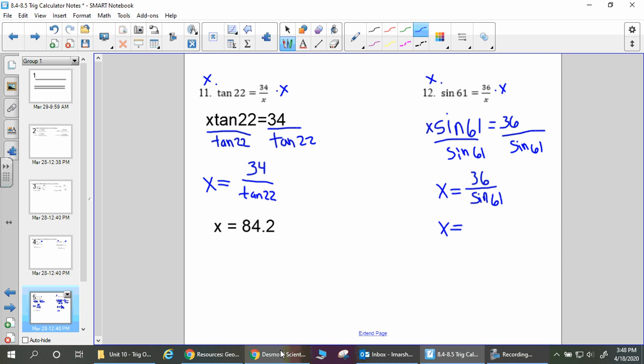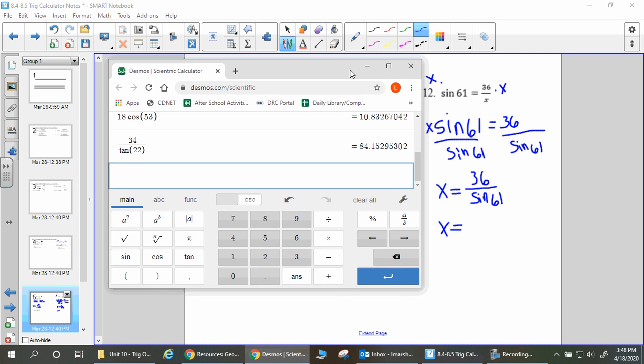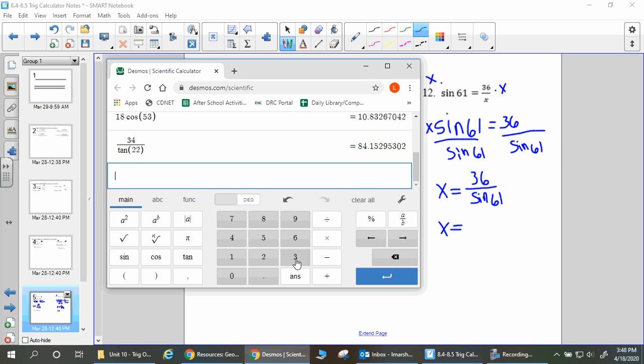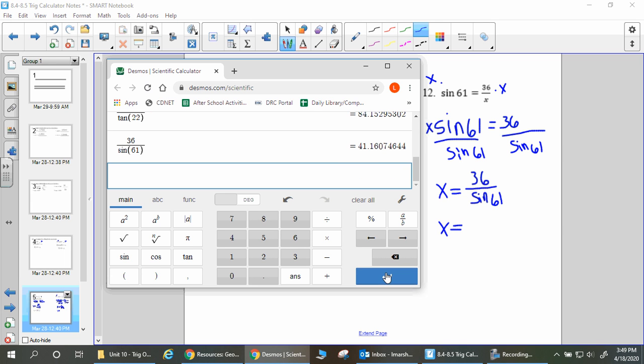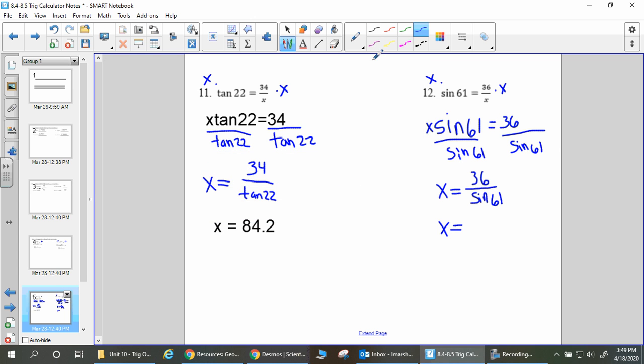So I'll pull my calculator back up here. This time I'm going to hit 36, divide. This time it's sine 61 on the bottom, and we should be getting a decimal 41.16. The 6 is going to round me up, so I get a 41.2.